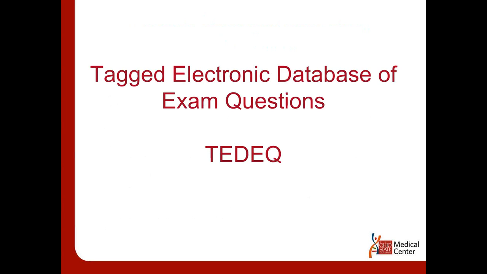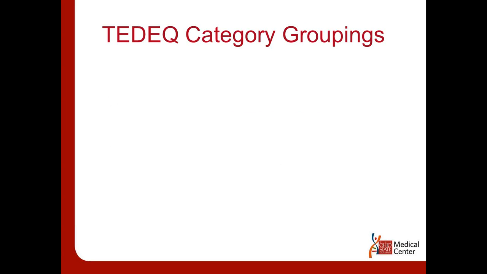Schools are judged on them, students are judged on them, and we wanted to provide useful tools to our students in preparing for those exams. So for the tagged electronic database of exam questions, we made 6 category groupings. And the groupings are, 1, the curricular unit.